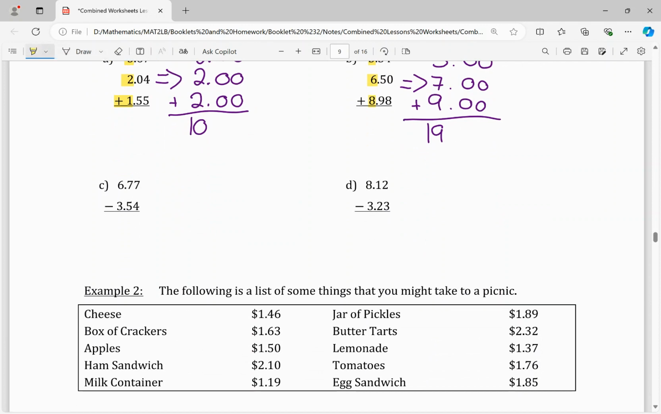Next, start off by rounding. Round the 6, round the 3. The 6 is going to round up because of the 7, so that's going to be 7.00. The 3 is going to round up because of the 5, so that's going to be 4.00. But careful, here we are subtracting, so 7 minus 4 is 3.